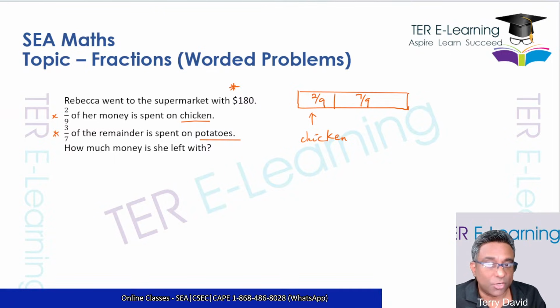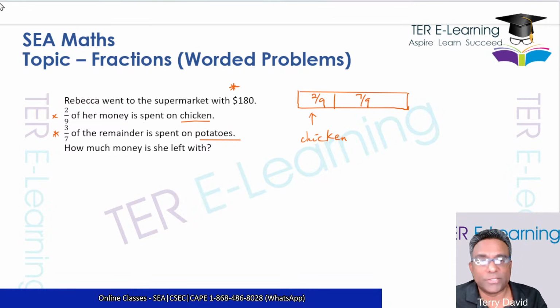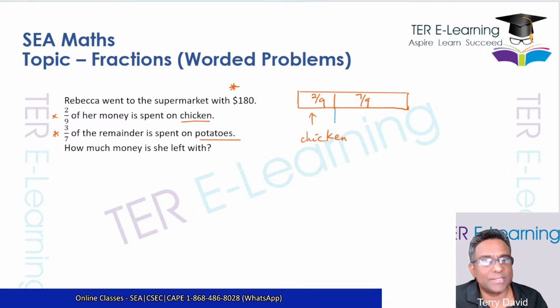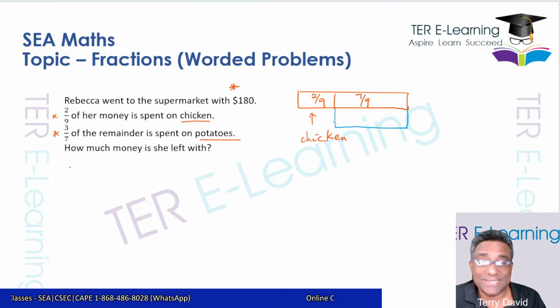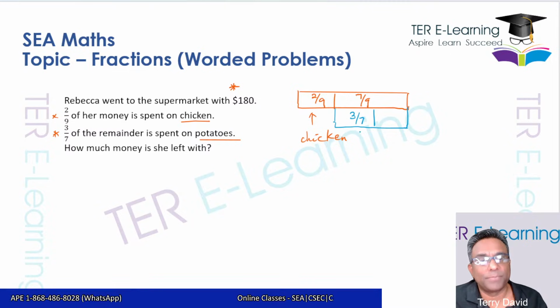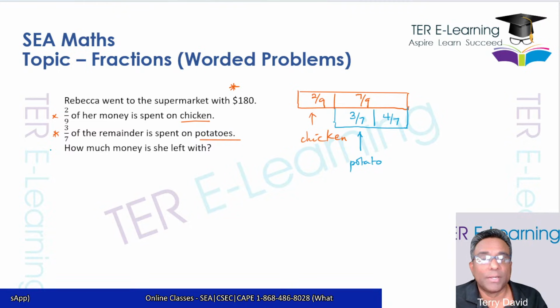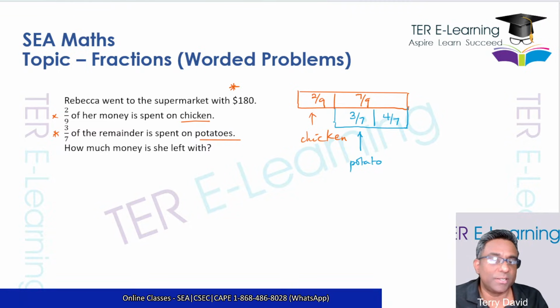Now, 3/7 of that remainder now is spent on potatoes. So this blue box here represents the remainder. Now, 3/7 of that is being spent on potatoes. So let's break that up here. So this here is your potato. Okay. So if that's 3/7, then what you're left with is 4/7, right? Now, how much money is she left with?